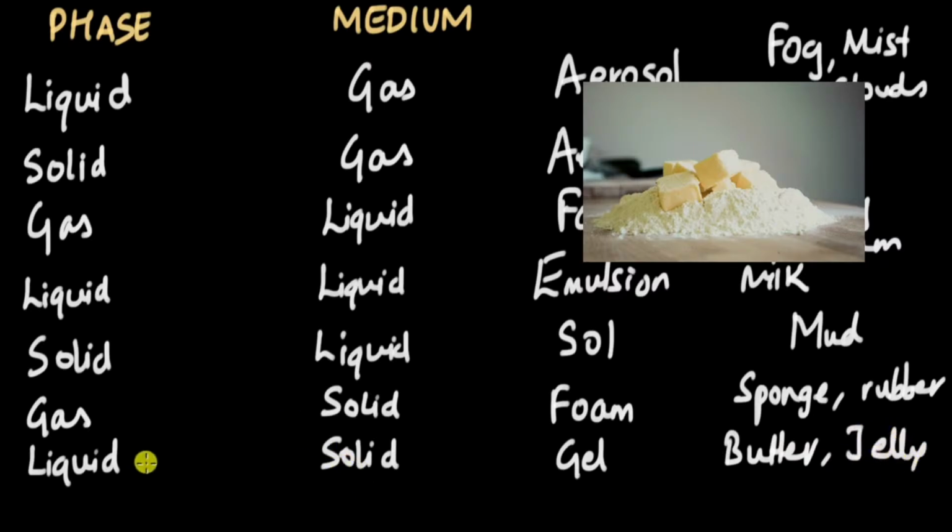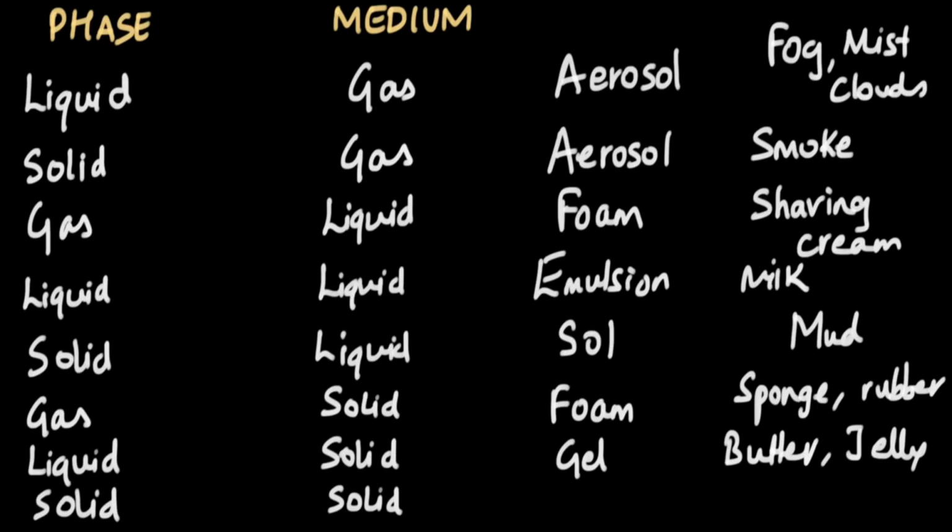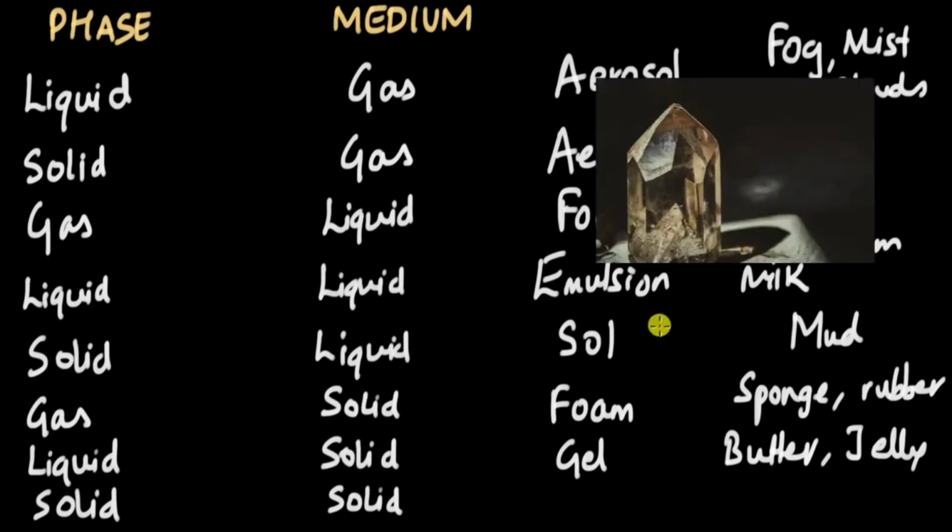Finally, let's take the dispersing phase as solid and the dispersing medium as solid. What you get in this case is very interesting. You get something like a gemstone. You have solid solute-like particles suspended in a solid medium. And the type of colloid is called a solid sol. You had mud under sol as well when the dispersing medium was liquid, because mud is slightly watery, right? Alright, so these are all the different types of colloids that you can see around you.